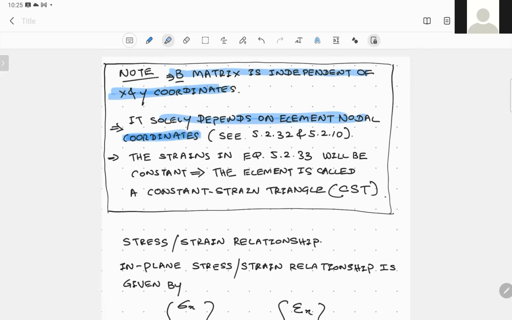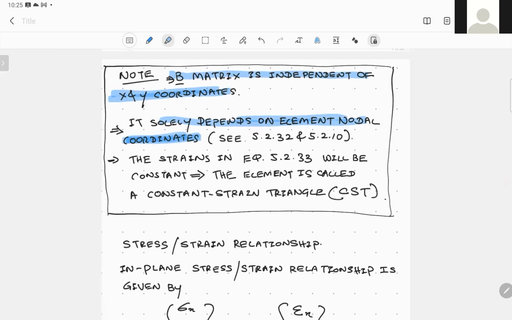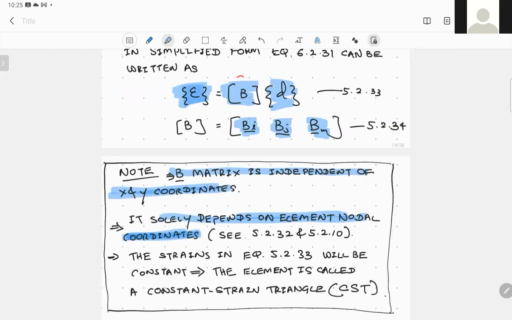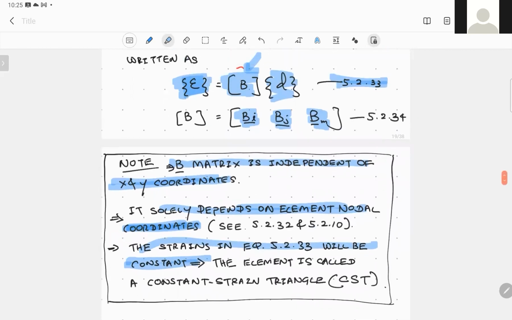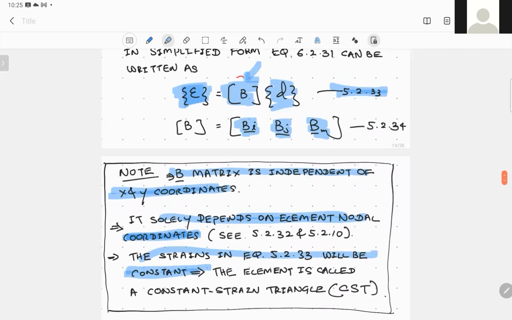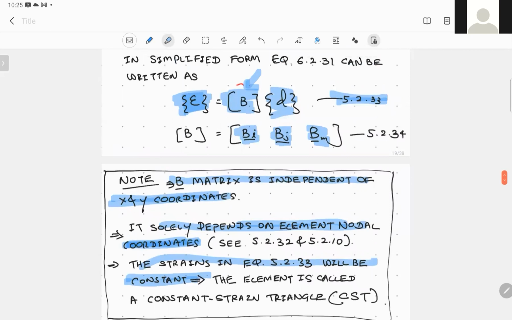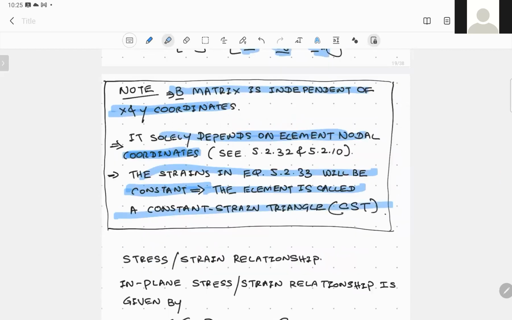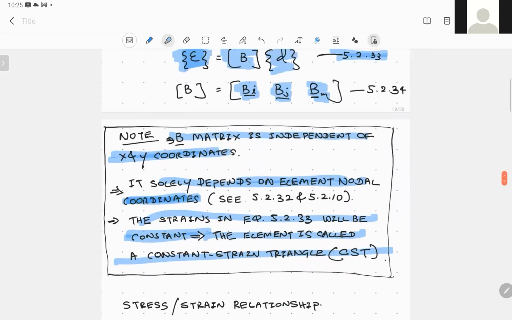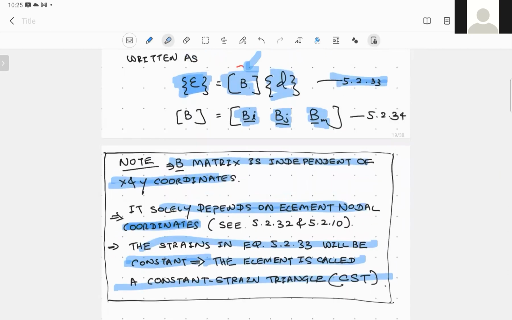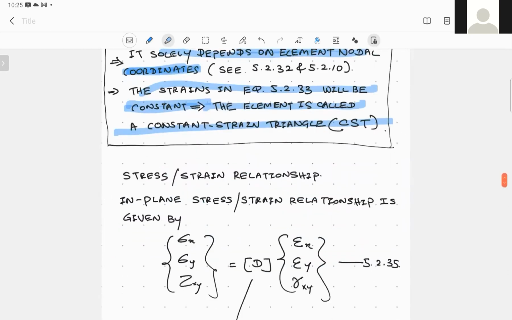And of course, you see in the strain which we have described using equation 5.2.33, since this is constant, the strains which we defined would be constant. This is the reason why we call this a constant strain triangular element, because the resulting strains will be constants. This is why we have defined it to be a constant strain triangular element.